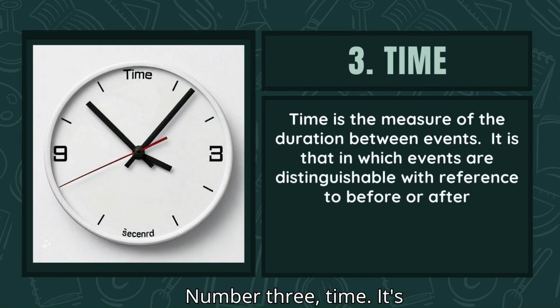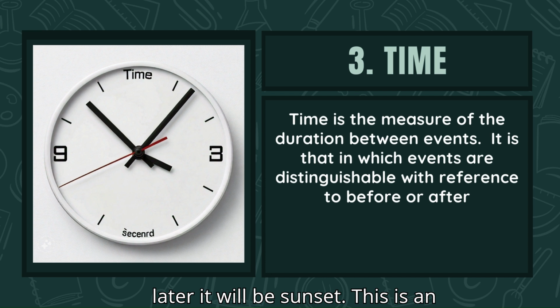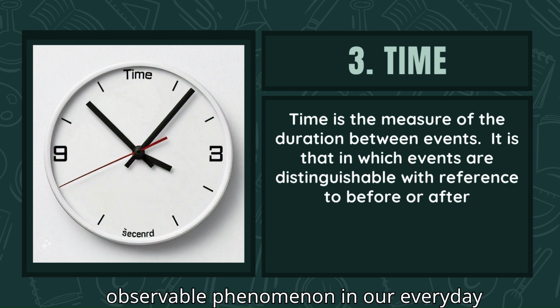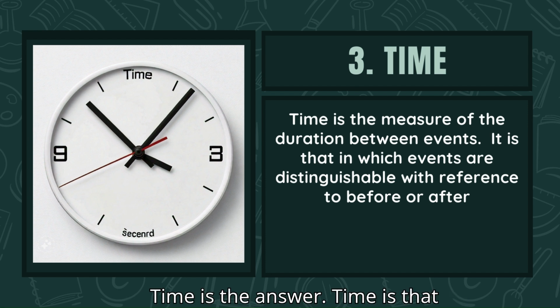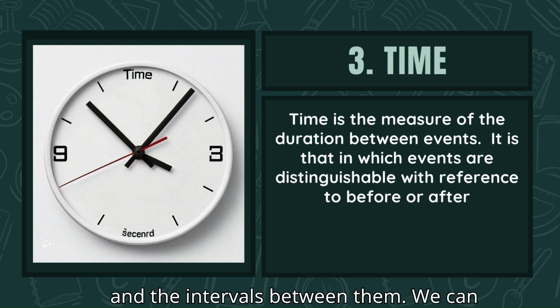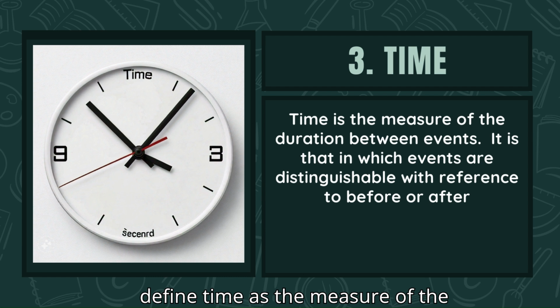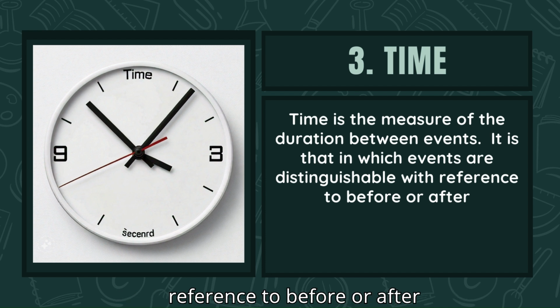Number 3, time. It's sunrise in the morning, and some hours later it will be sunset. This is an observable phenomenon in our everyday life. What is responsible for this event? Time is the answer. Time is that which describes the sequence of events and the intervals between them. We can define time as the measure of the duration between events. It is that in which events are distinguishable with reference to before or after.